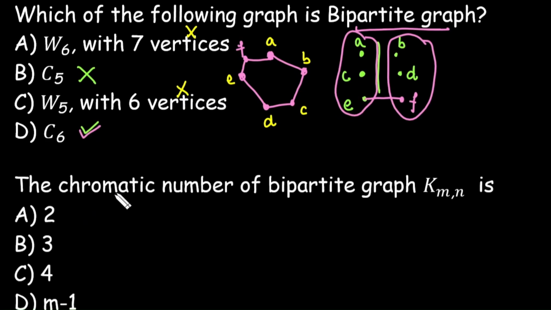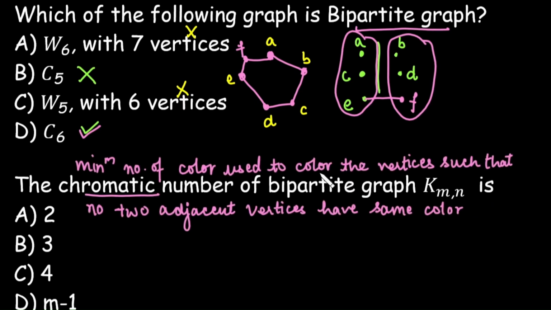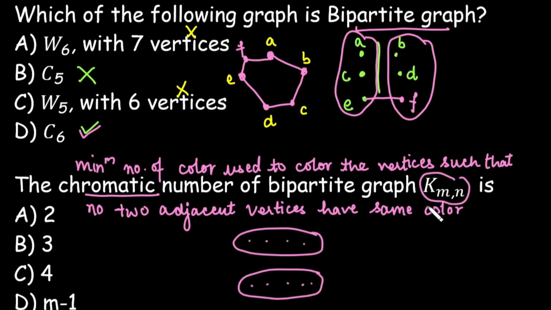Taking one more example: what is the chromatic number of the bipartite graph Km,n? Chromatic number means the minimum number of colors used to color the vertices such that no two adjacent vertices have the same color. As it is a bipartite graph, it means we have the partition of vertices and no two adjacent vertices lie in the same set.